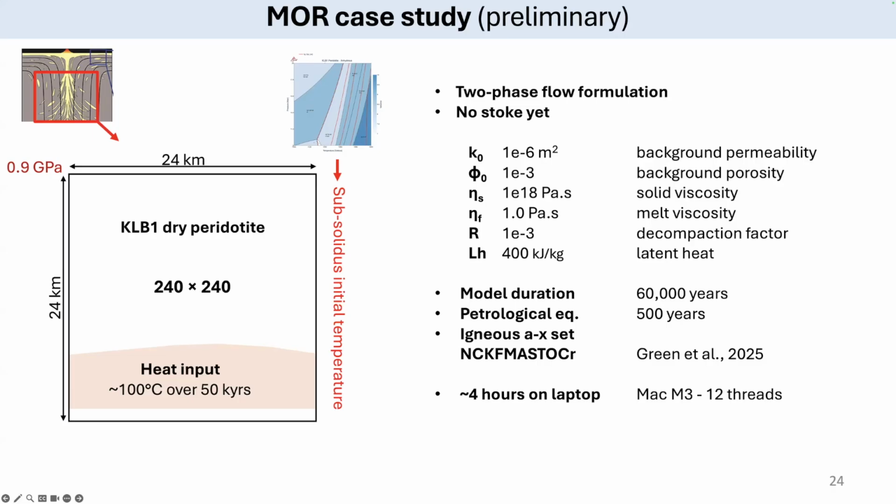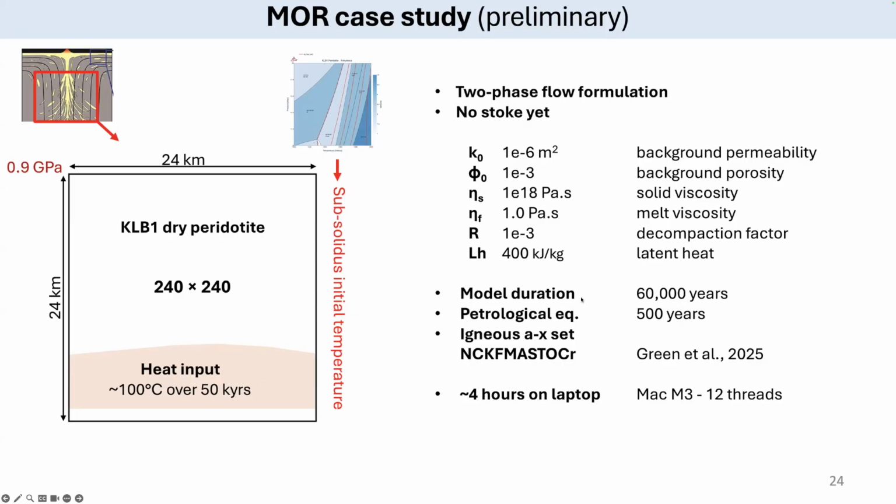The temperature through the model is set to be at subsolidus. So I basically ran phase diagrams to set the temperature at subsolidus everywhere in the model. In terms of composition, I use the KLB1 dry peridotite, and the resolution is around 240 by 240. And to initiate partial melting, I just provide a heat input of 100 degrees over 50,000 years. It's a little bit high, but here it's just to showcase how melting would work and how the porosity channels would form as the melting is ongoing.